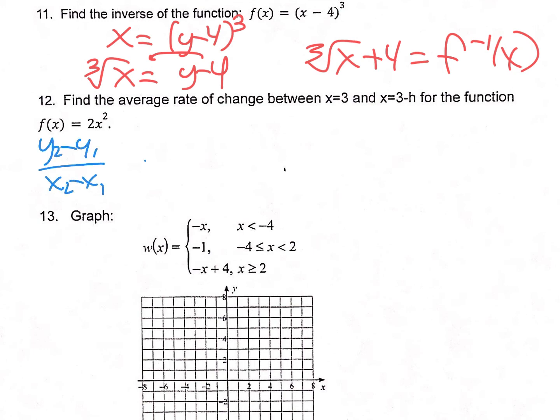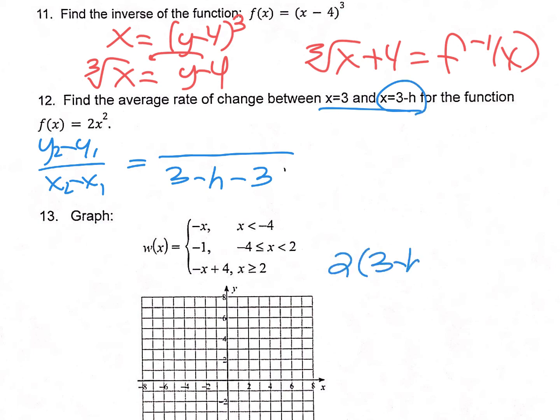That's what I'm thinking. All right, those are my x's. So I'm going to take the second x, 3 minus h, subtract out the first x, which is 3. All right, now to get my y's, I'm going to plug these two in. If I plug in 3 minus h in there, that would give me 2 times 3 minus h squared. Remember, square, multiply together, double, square.